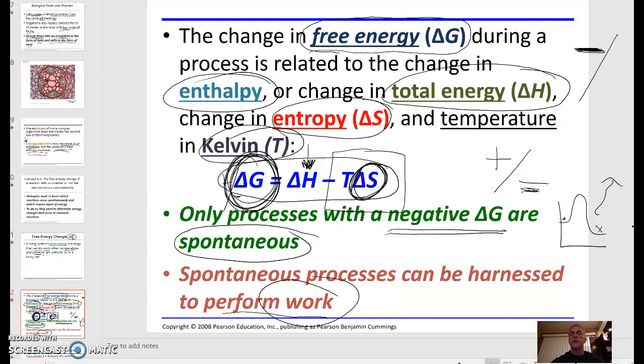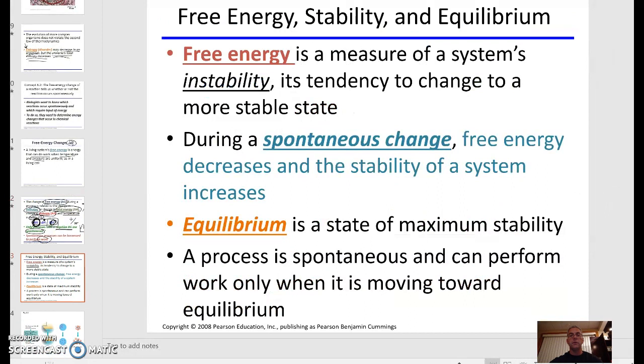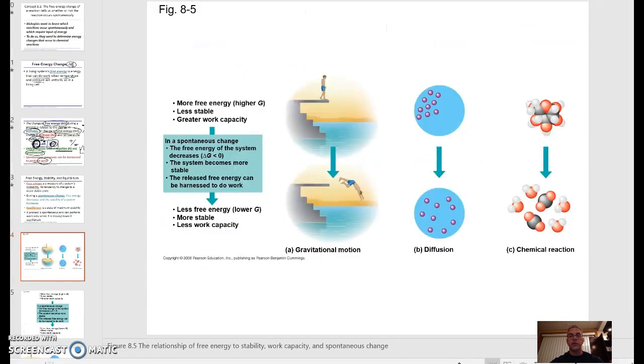If you come up with something that's going to be a positive value, then it's going to ultimately need an investment in order to make that happen. So one of the things that we've mentioned before is that free energy is kind of a measure of that instability.